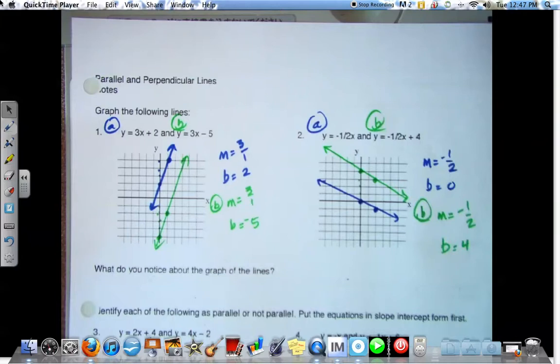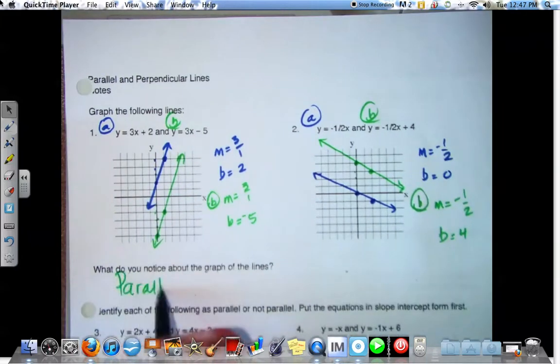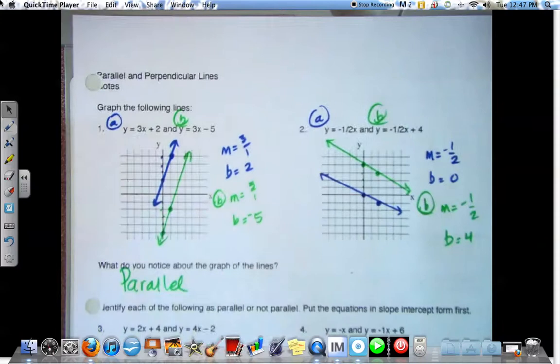All right, so what do you notice about them? They're parallel. What does it mean to be parallel? They go along each other, but they never touch. Exactly. So, what do you notice about the equations?